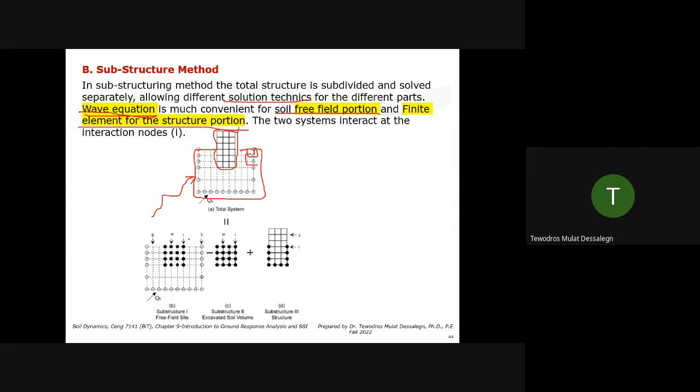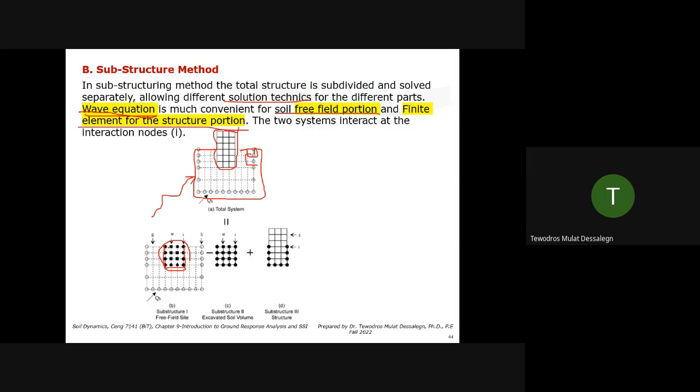So the structure and the soil, they interact at some nodes. This may be a basement floor, excavated soil, and along the boundary at the interface you have these nodes. So the output from the structure and the output from the soil interact at the interaction nodes. So that's the main idea for the substructure method.